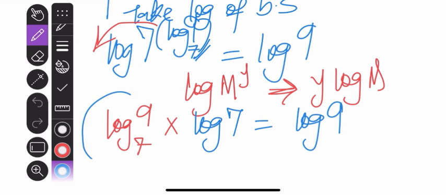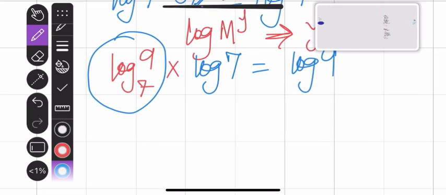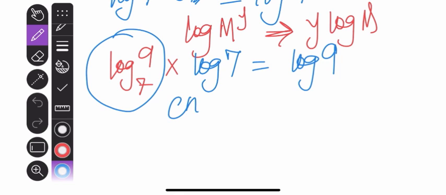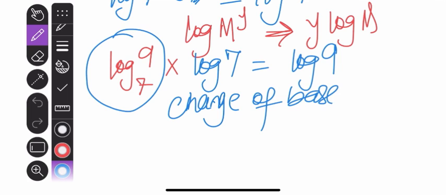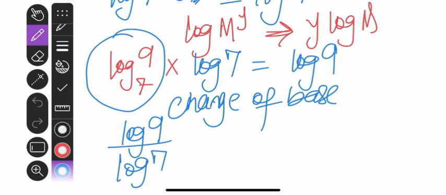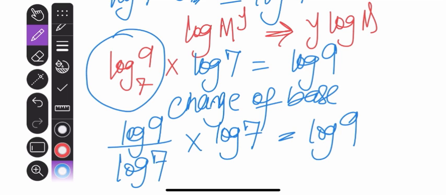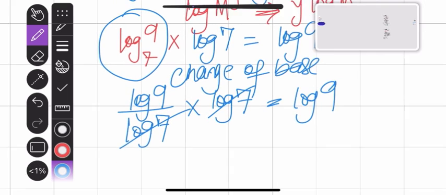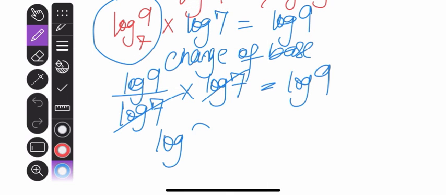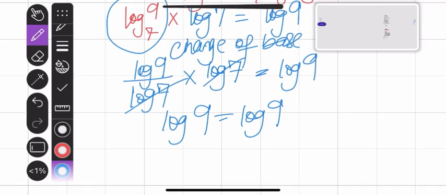Looking at this expression here, we can use the change of base. I want to change that base. It's going to give me log 9 over log 7. As simple as that. Then multiply by log 7 equals log 9. Now you see log 7 can nullify log 7, so we are left with log 9 equals log 9. So it means that expression is true.